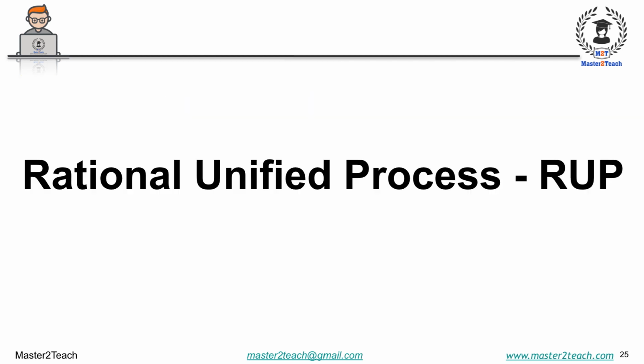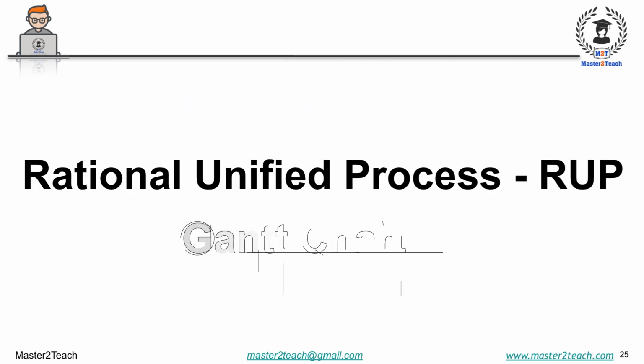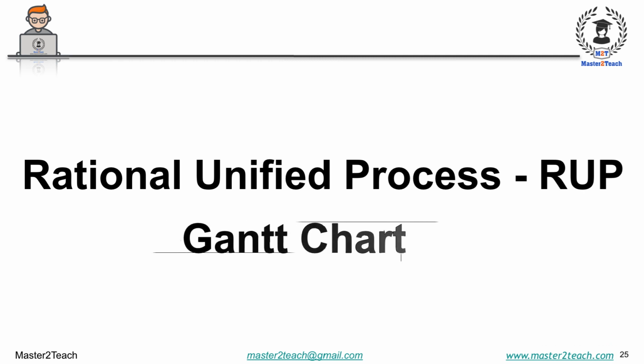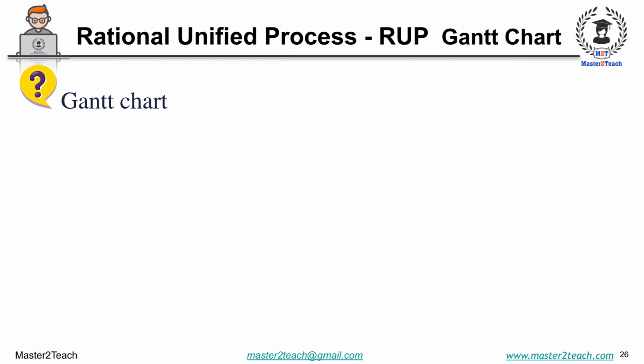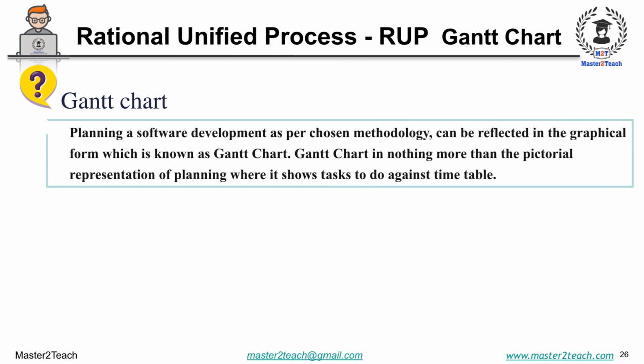Okay, now let's move to the Gantt chart. After the proper methodology has been selected, planning should be done very carefully. Planning a software development as per the chosen methodology can be reflected in graphical form, which is known as a Gantt chart. A Gantt chart is nothing more than the visual representation of planning, where it shows tasks to do against a timetable.